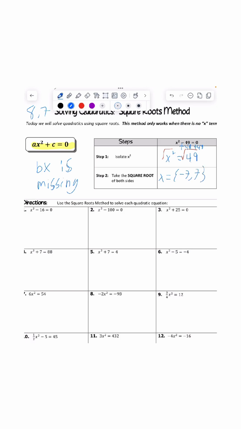because when you take the square root of a number, remember, the square root is usually that number multiplied by itself. So if I had a -7 times a -7, that would equal positive 49. If I had 7 times 7, that also equals positive 49. So same signs multiplied together makes it positive. So that's why this works for the square roots method when you are missing the bx.